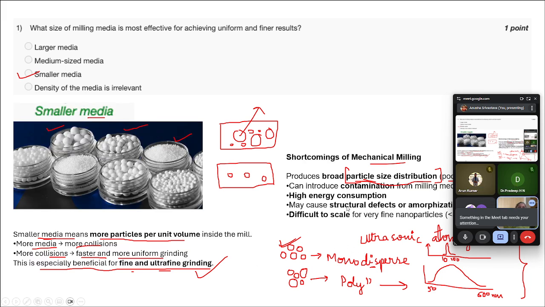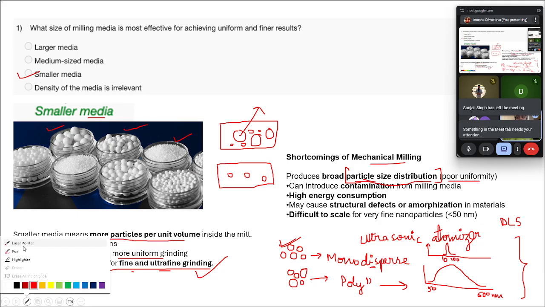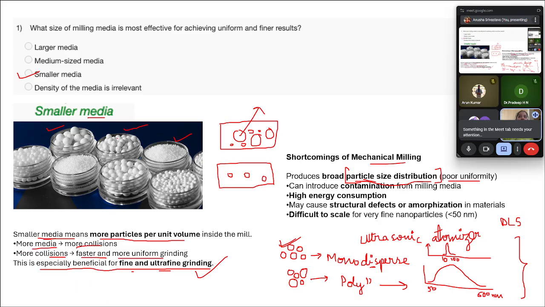Okay, so the next shortcoming of mechanical milling is that it can introduce contamination from milling media. These milling media could be made of zirconia, they could be made of ceramics, whatever they are made of. While in the process they are being ground, there is definitely a huge possibility of contamination. So your nanoparticles, your bulk material that you are grinding, could get contaminated from the material with which these milling media are made.